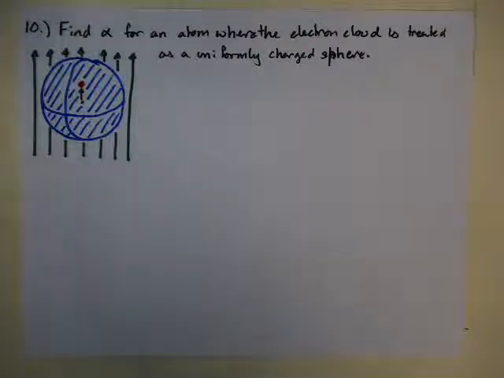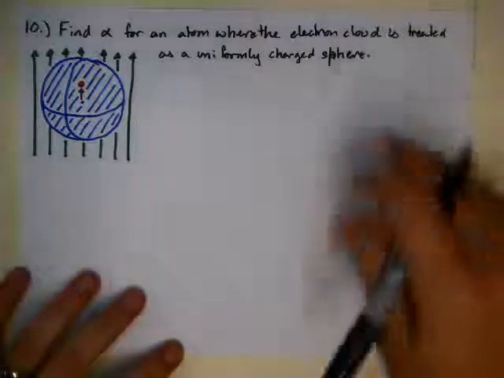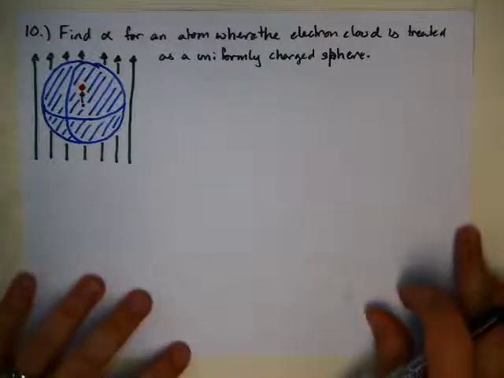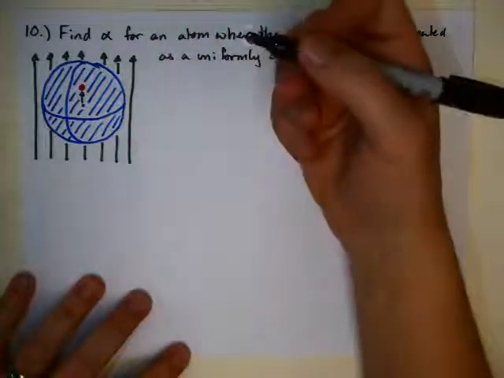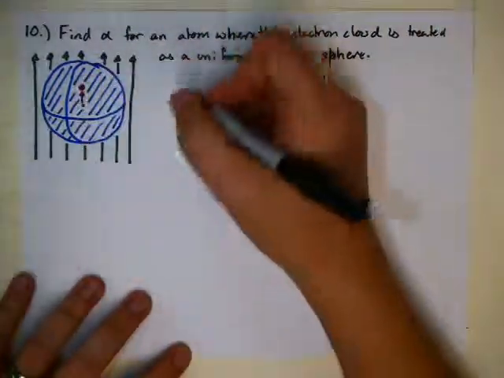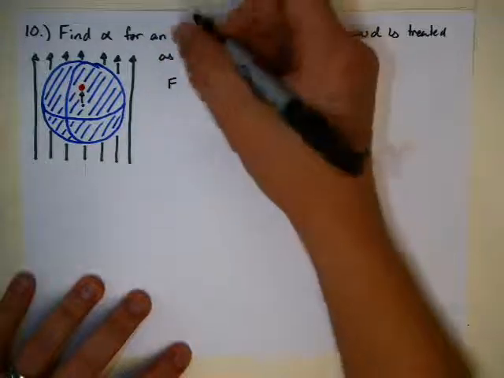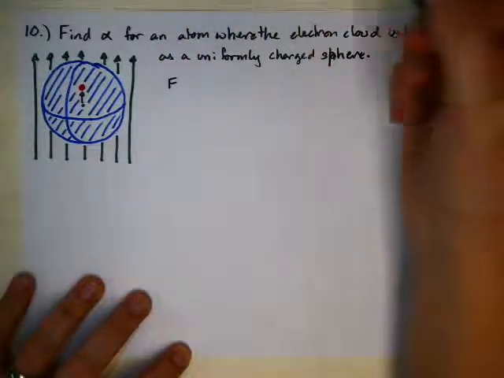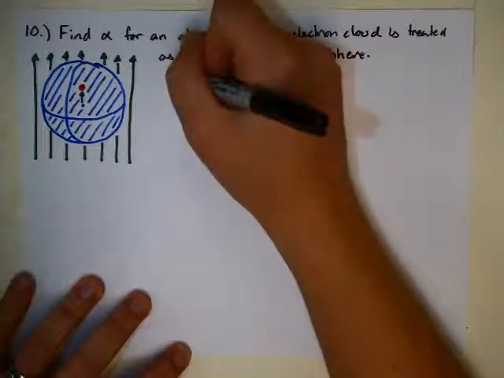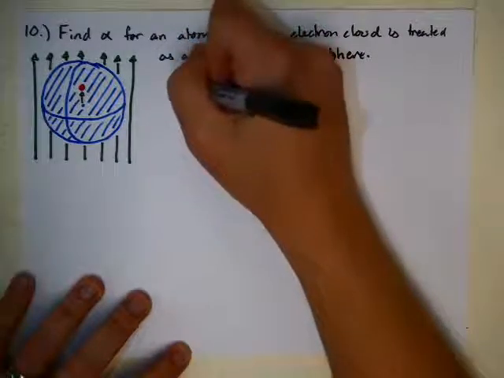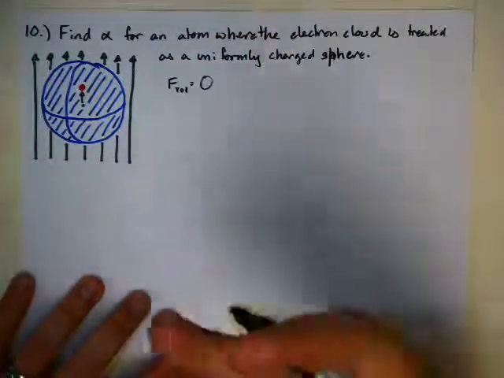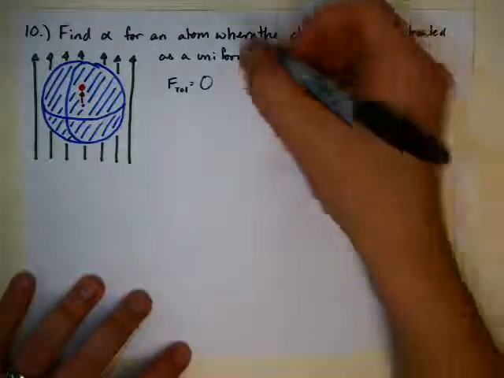Homework 5, problem 10: find the polarizability alpha for an atom where the electron cloud is treated as a uniformly charged sphere. We've done this example in class, but it's always good to do things multiple times, to make sure you understand. The idea is that we want the total force on this positive charge to be zero. We don't want it to move. We want this to be a static picture.